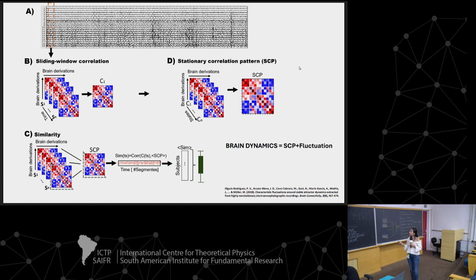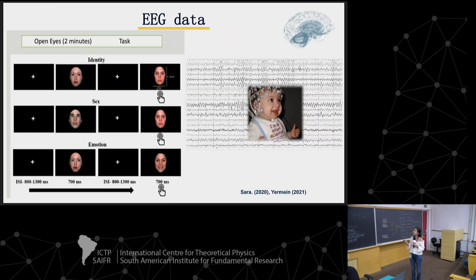In order to prove this theory, we apply this analysis to EEG data from children. In this case, we have 3 groups, the children of 6, 8, and 10 years old, and we try to explain if this structure is the same at different ages. And the other thing is what happens with this modulation of fluctuation around this stable correlation during a resting state and during the task.